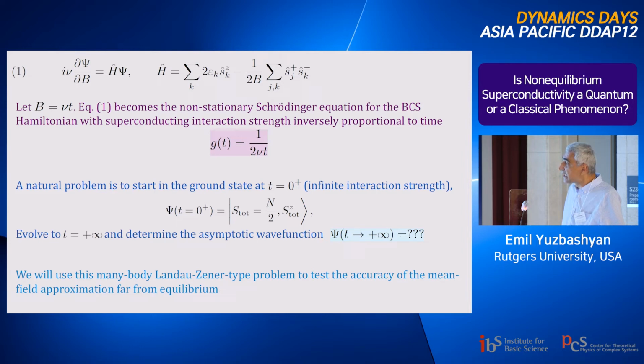This state also, by the way, is a maximally entangled state of n spin-1/2. So now what we're interested in here is a many-body version of the Landau-Zener problem. We have the system initially in the ground state, and we evolve it. It can now make transitions because the interaction depends on time. It can make transitions to excited states, and we want to understand with what probabilities it is going to occupy the ground state and various excited states. So we are going to use this many-body Landau-Zener problem to test the accuracy of the mean field approximation far from equilibrium.